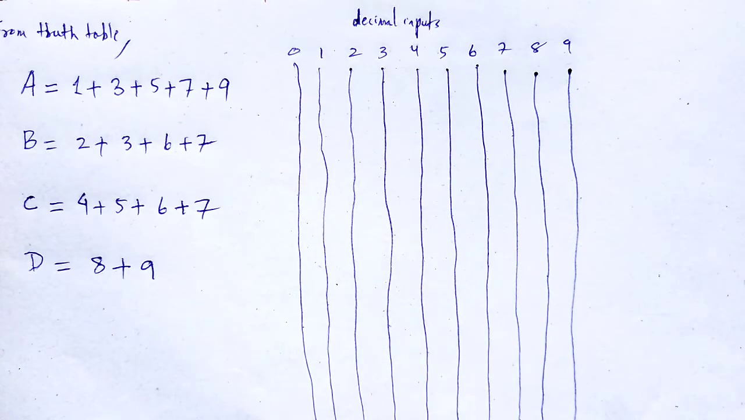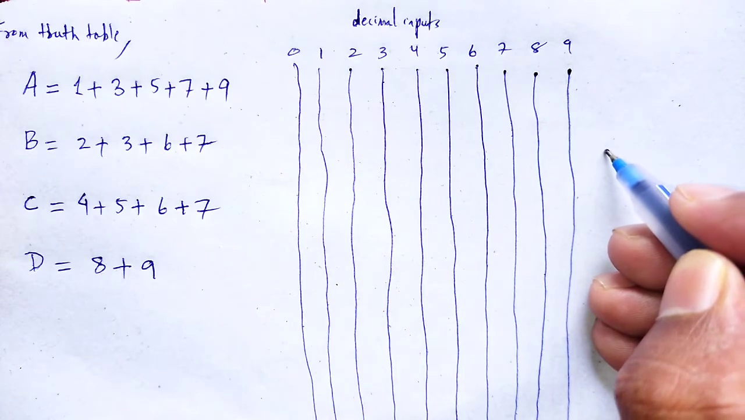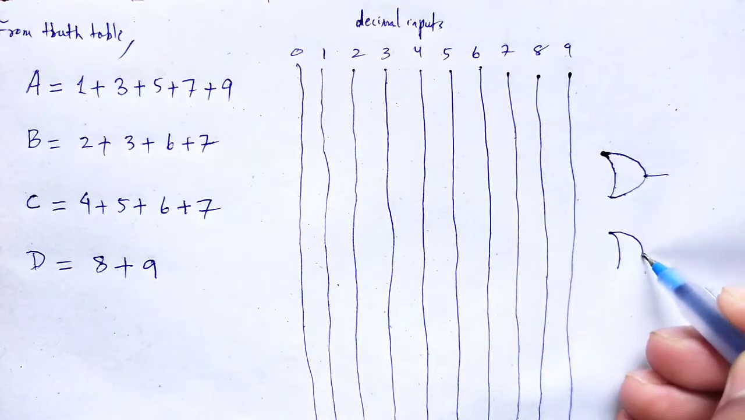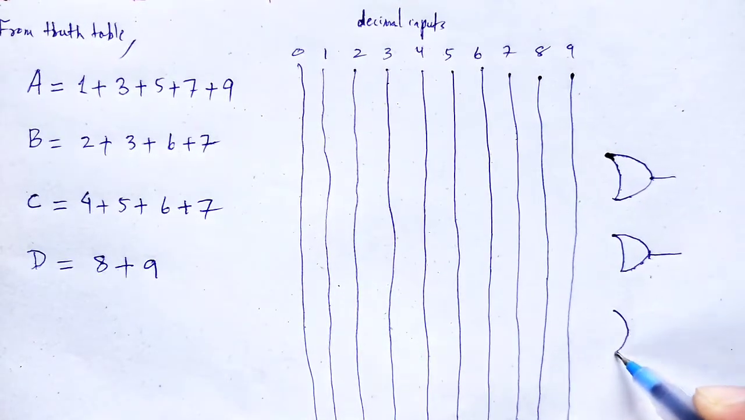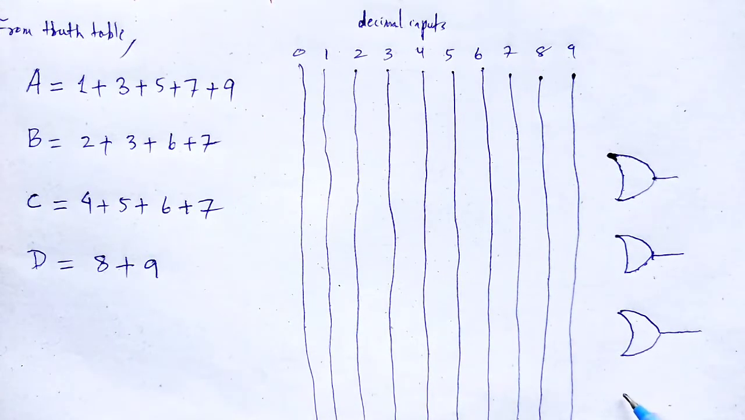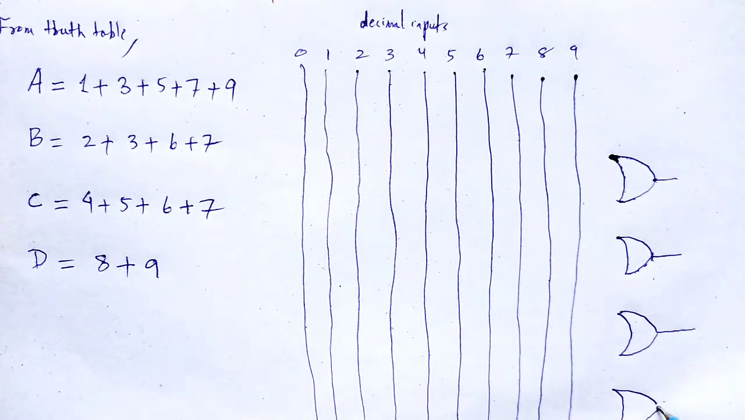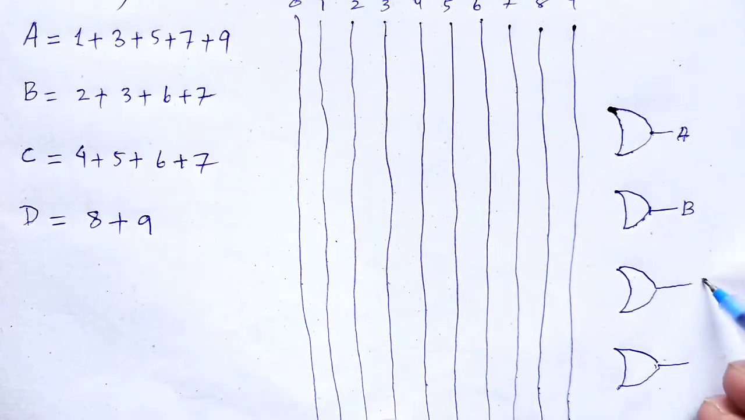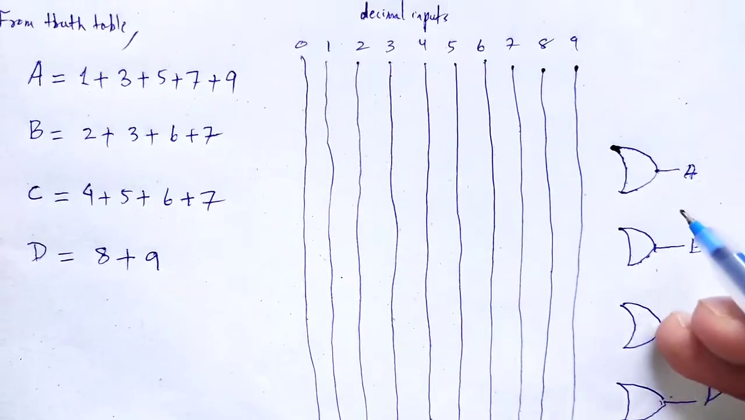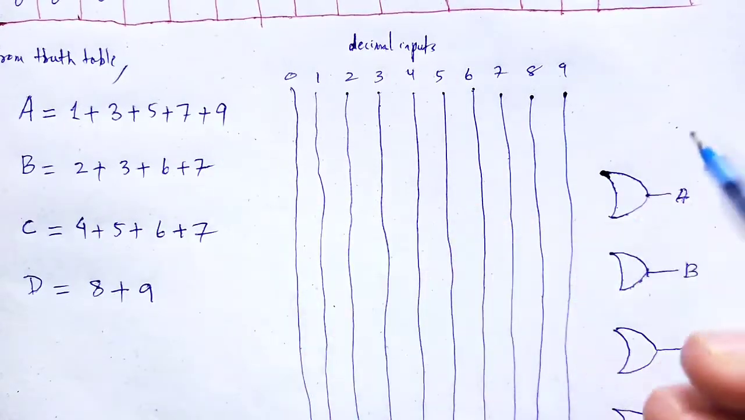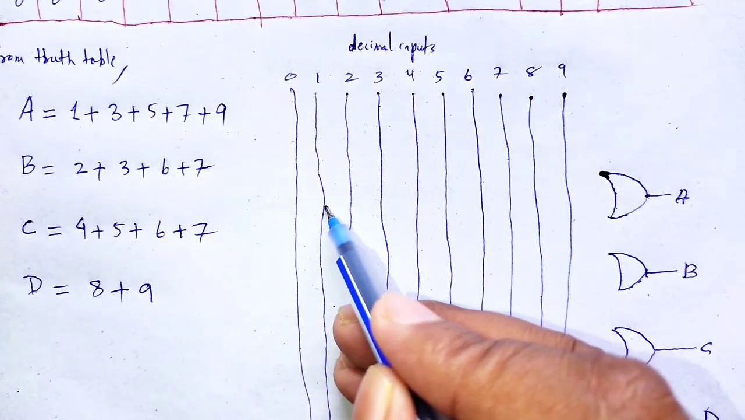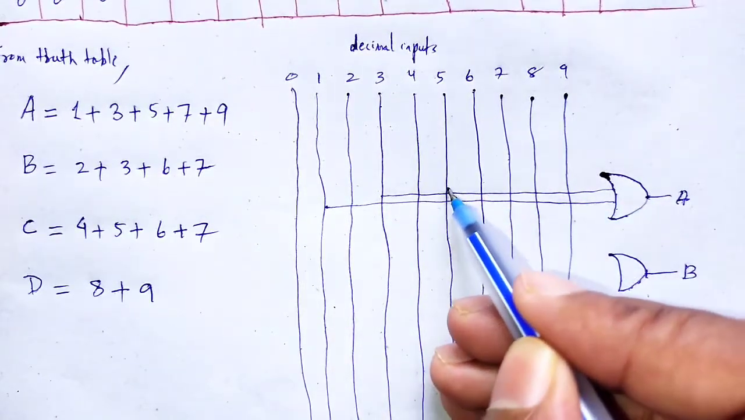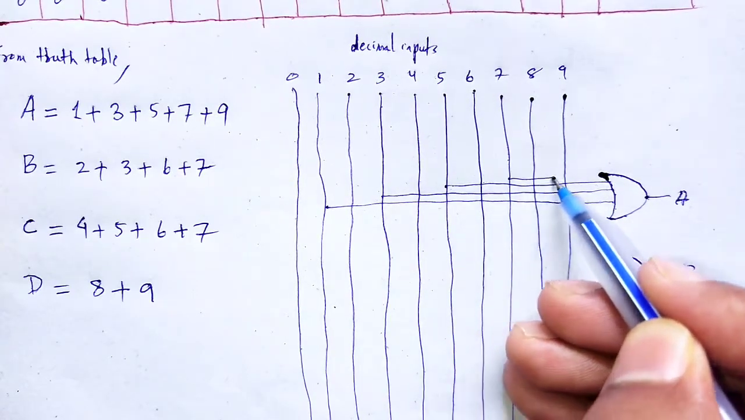4 OR gates having the outputs A, B, C, D. When we take the output A, the inputs are 1, 3, 5, 7, 9.